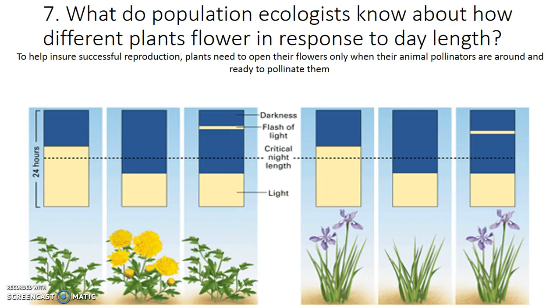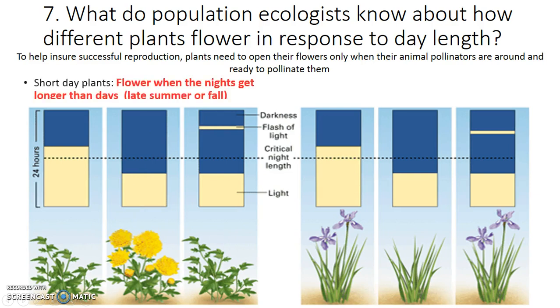Well, it has to do with the length of day, because length of day changes from spring to summer to fall. Some plants flower when night is longer than day. These are called short day plants. When night is longer than day, this would happen in the late summer or fall. This would be because there are pollinators around in the late summer or fall.